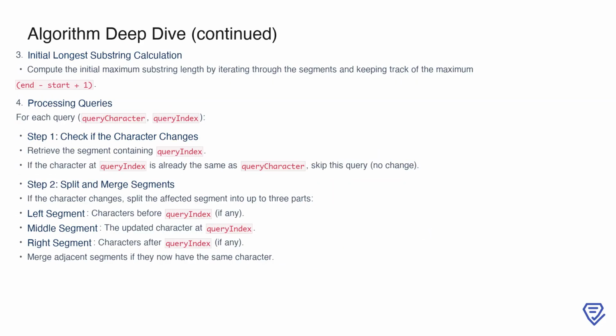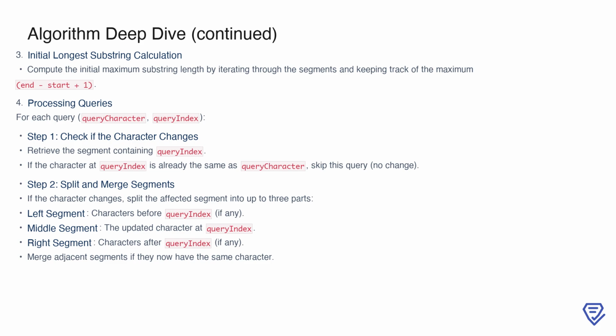Once the string is pre-processed and represented as segments, the next step is to calculate the initial maximum substring length. This is done by iterating through the segments and identifying the one with the greatest length, which is simply the difference between the end and start indices of the segment plus 1. Now, when processing queries, we first check if the character at the given query index is already the same as the query character. If it is, there's no need to process further since the string remains unchanged.